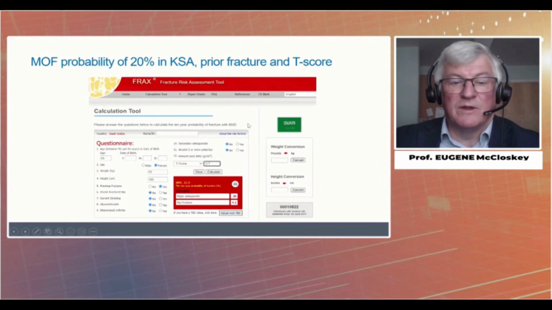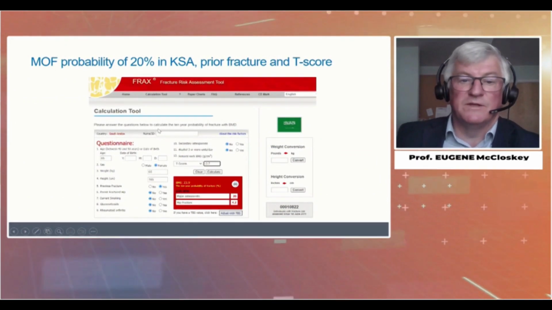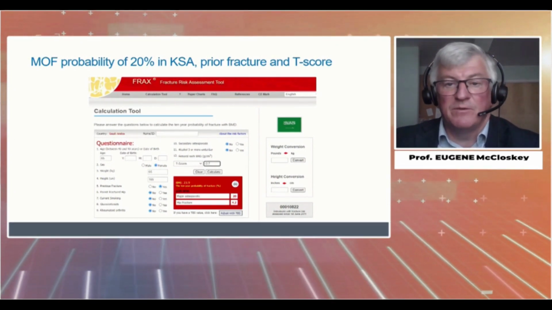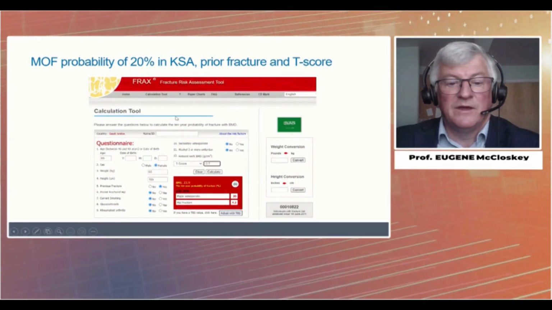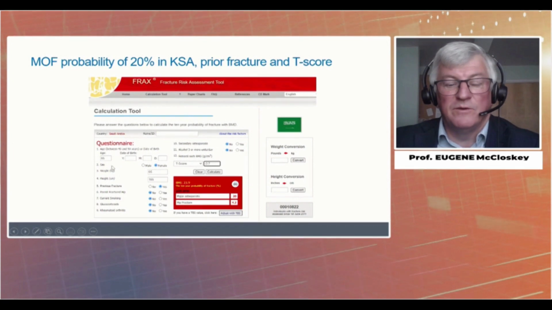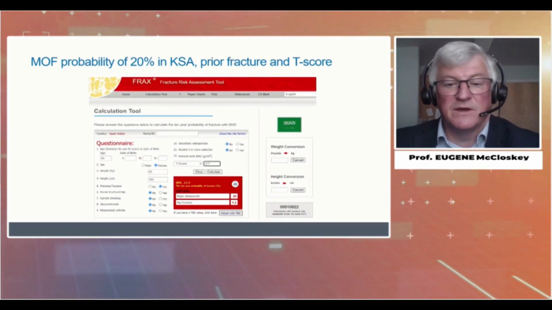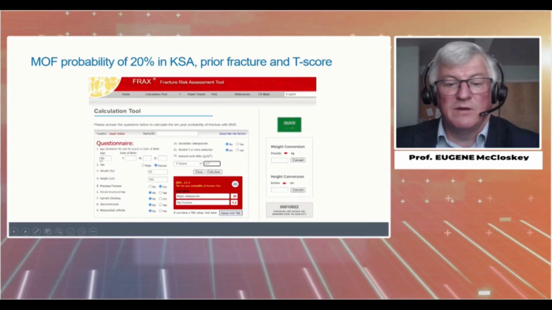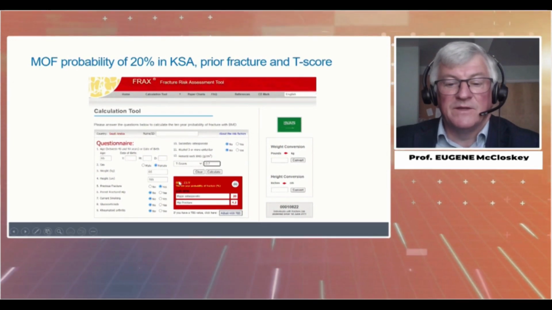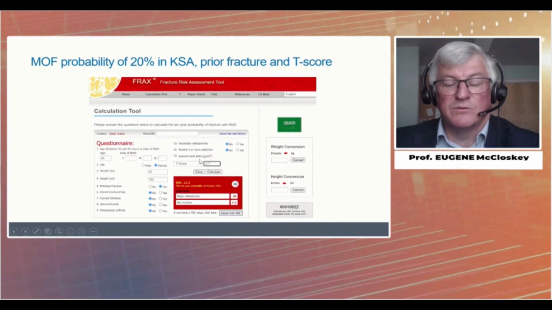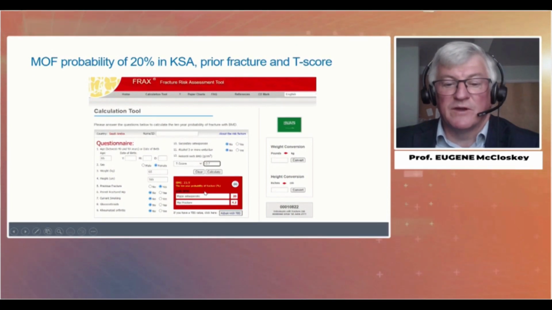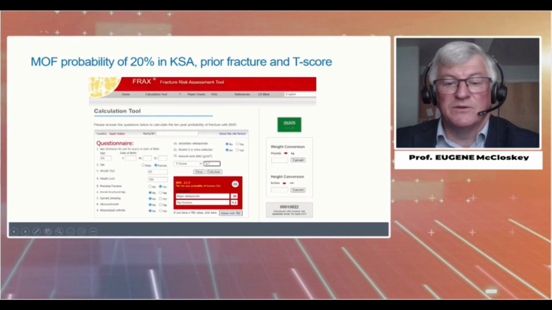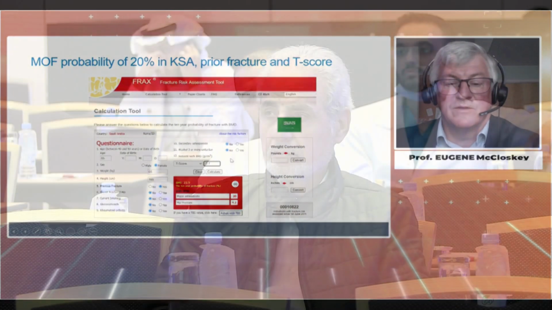So if we look, for example, at a major osteoporotic fracture probability of 20% in the Kingdom of Saudi Arabia, in a woman with prior fracture and a T-score, then you can see here we've got a 65-year-old woman, similar to the example shown in the previous slide, 65-year-old with a prior fracture, a BMI of about 24. To get a major osteoporotic fracture probability of 20%, the femoral neck T-score would have to be minus 3.7. So a fairly low bone mineral density T-score.